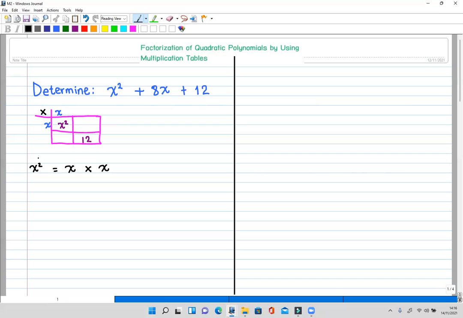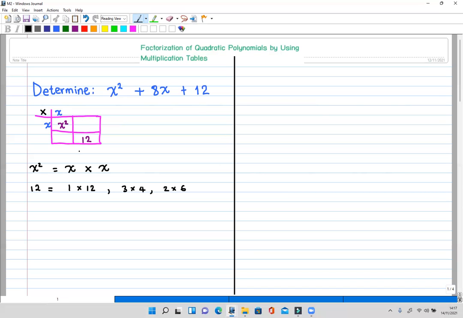What about 12? We can get 12 when we get 1 times 12. We can also get 12 when we have 3 times 4, but also we can get 12 when we have 2 times 6. Of course, also when we have -1 and -12, we will get 12. -3 times -4, you'll get 12. -2 times -6, you will get 12. But I will let you know later why we are not considering the negatives.